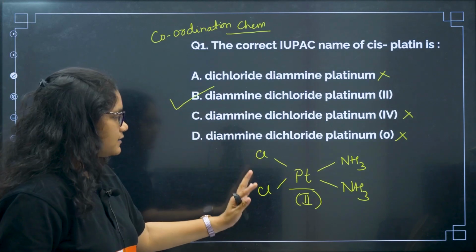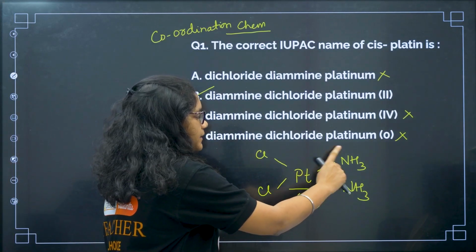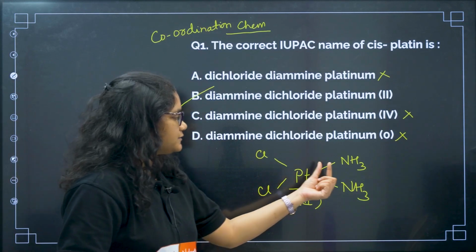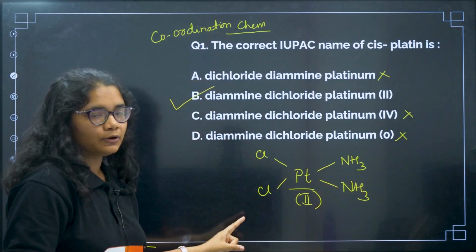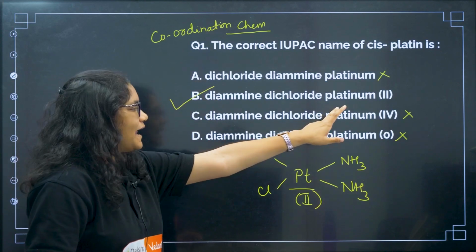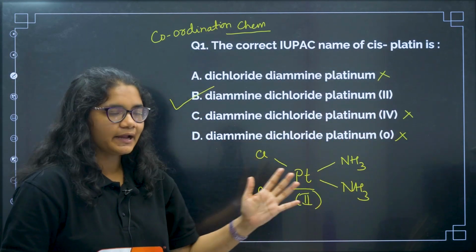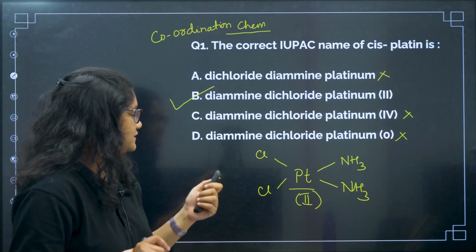But again, let us check the nomenclature. The ligands should be named first, in alphabetical order. That is why it will come as diammine and then dichlorido. Then platinum, and the oxidation state in Roman numerals inside the bracket, so platinum(II). I hope this is clear.